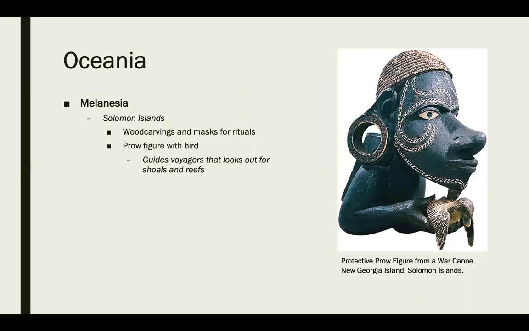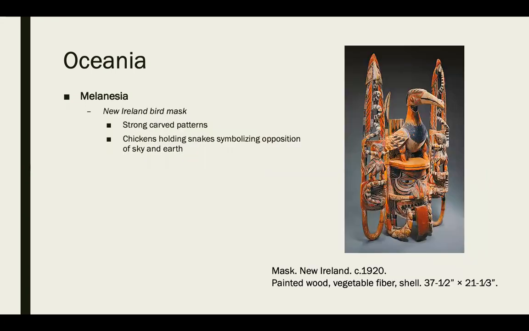Melanesia, this is from the Solomon Islands. It's a wood carving and mask used for rituals. This might be something you would see on the front of a boat. Again, very abstracted, with exaggerated proportions and lots of symbolism. Same thing with this one here. This is the New Ireland bird mask. Strong carved patterns. We see a chicken in the middle here holding snakes that symbolize opposition of sky and earth. Again, lots of symbolism here, probably only used for ceremonial purposes.